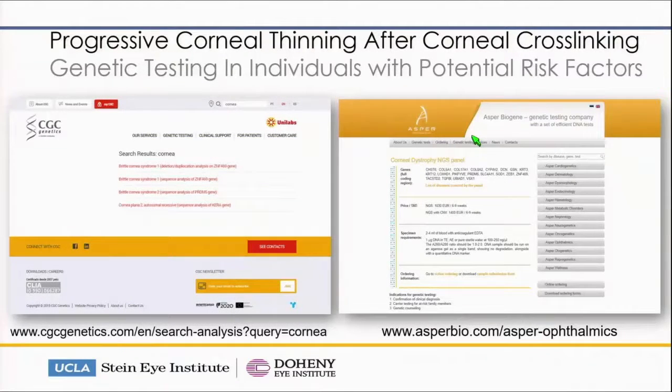So if you have a patient who fits this atypical profile and whom you think genetic testing might be useful or should be performed prior to doing cross-linking, where can you send your DNA sample? These are just 2 laboratories, CGC Genetics, which I believe is in Portugal, which offers a testing panel for brittle cornea syndromes, type 1 and 2, as well as Asper Bio, which is in Estonia, which also offers genetic testing of these genes.